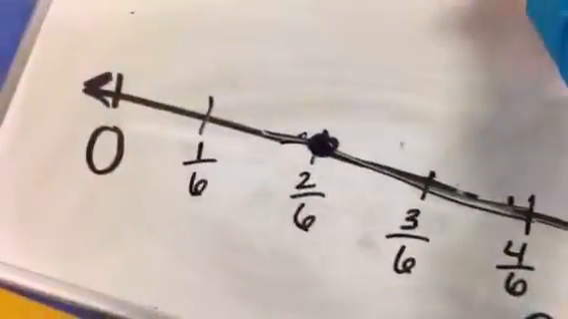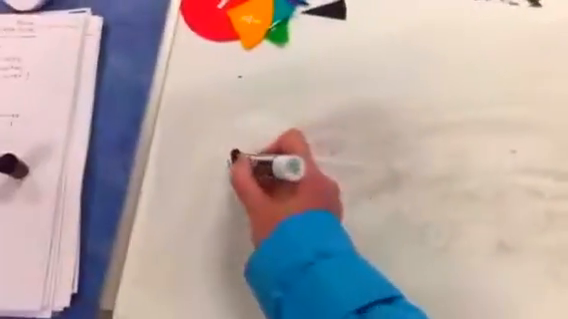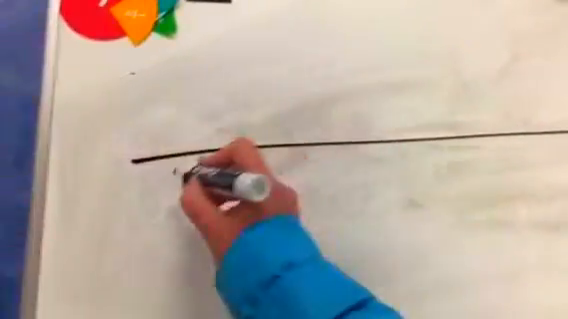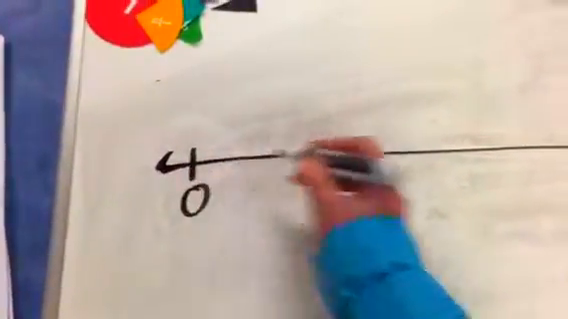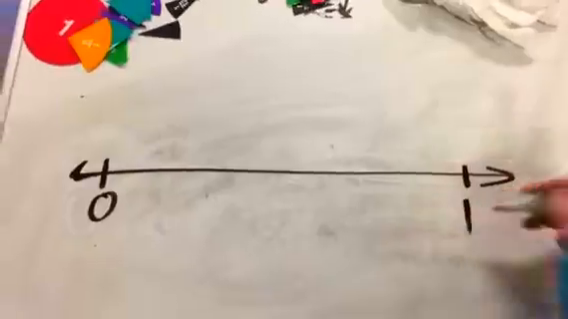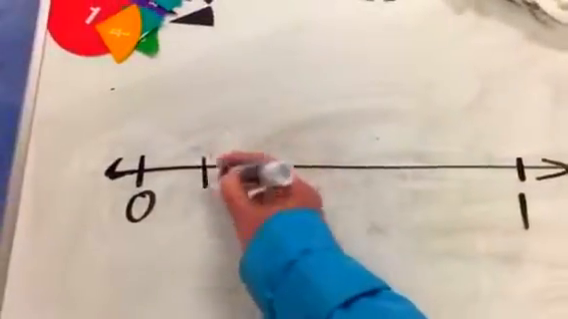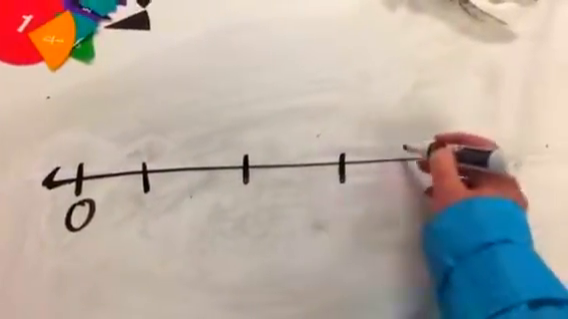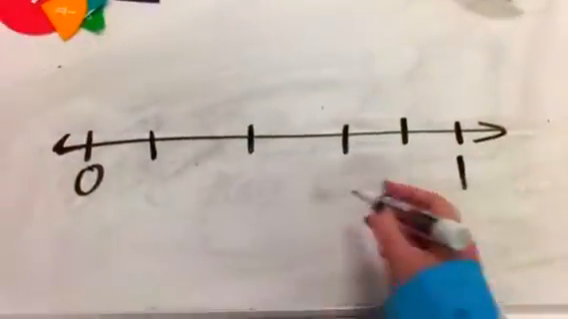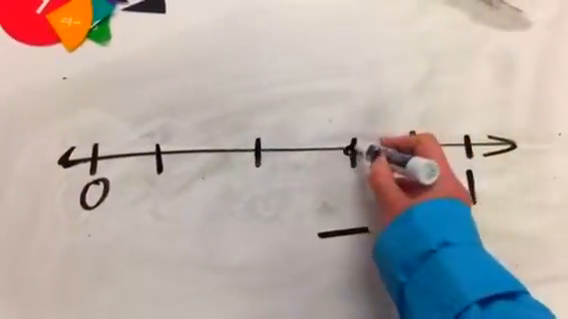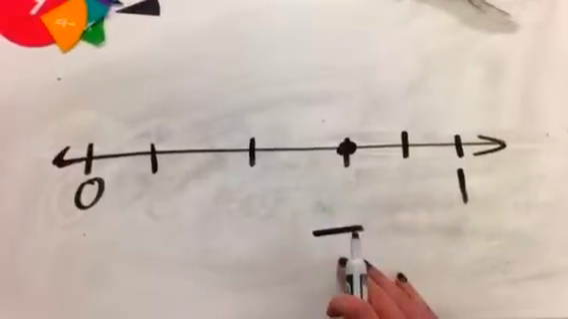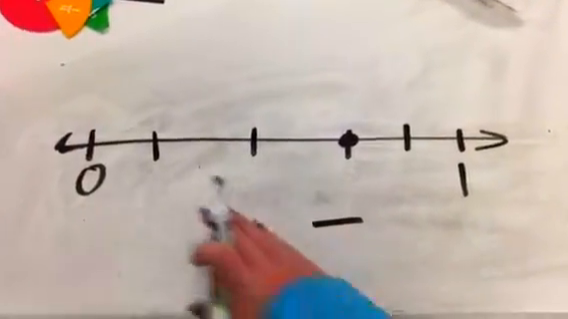All right, let's do a little bit more practice. I'm going to draw a number line, and we'll see if you all can figure out what my denominator would be for this number line. I've got a 0. I'm going to go 0 to 1. See if you can figure out my denominator. My denominator is my bottom number. That's how many pieces in my whole.